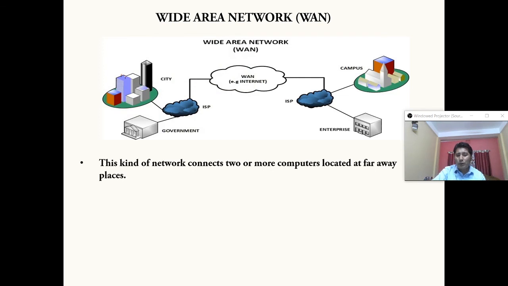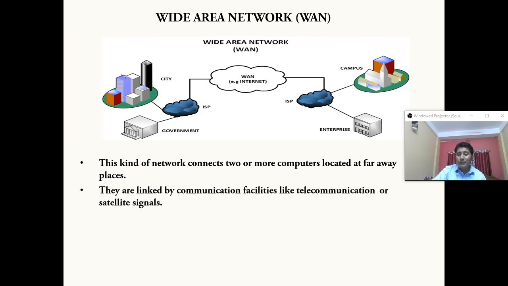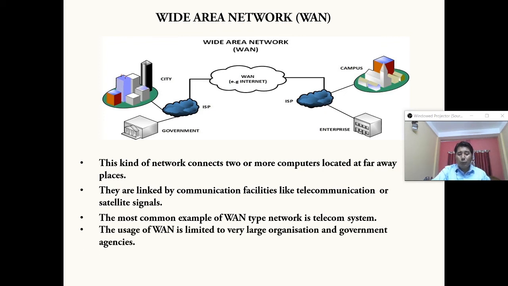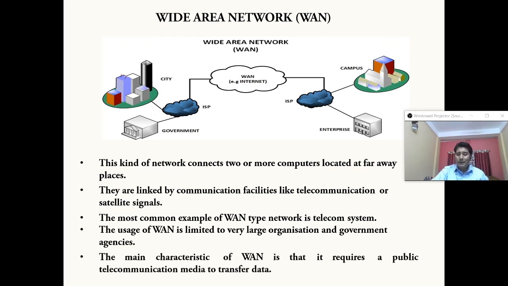This kind of network connects two or more computers located at very far places. They are linked by communication facilities like telecommunications or satellite signals. We cannot use the cable network as we need to cover a huge area or a huge distance, so we need telecommunication signals or satellite signals for this. The most common example of WAN type of network is the telecom system. The usage of WAN is limited to very large organizations and government agencies. The main characteristic of WAN is that it requires a public telecommunication media to transfer the data.